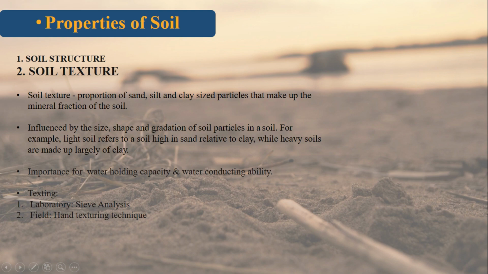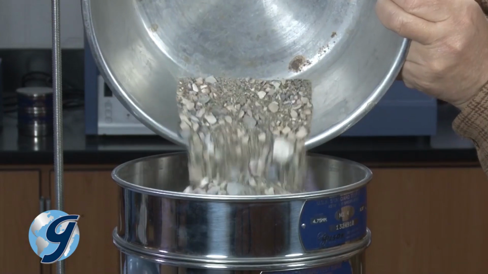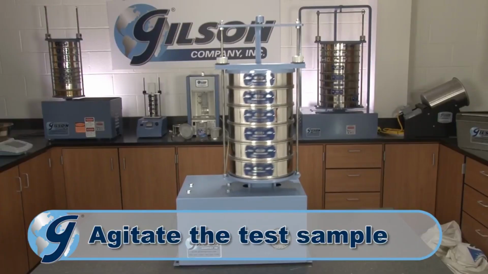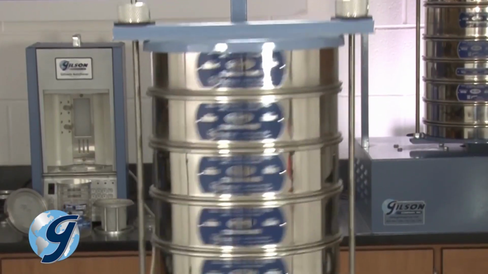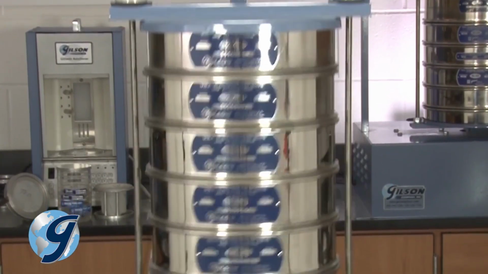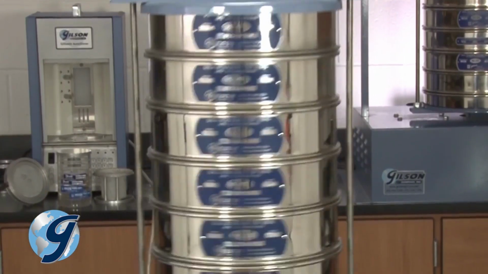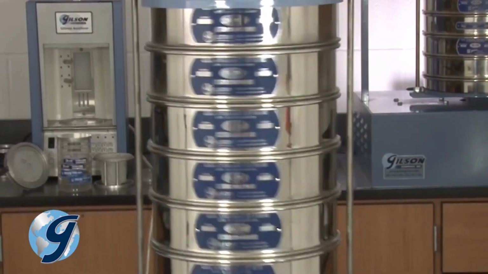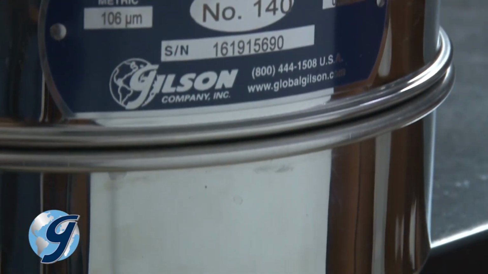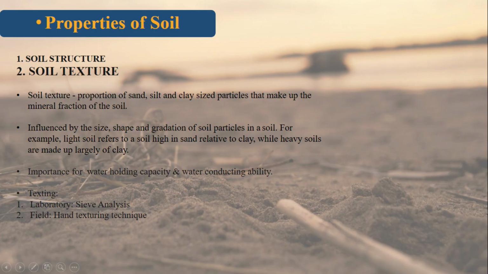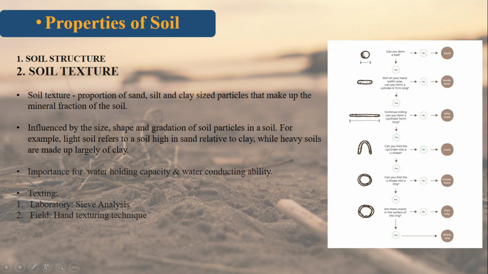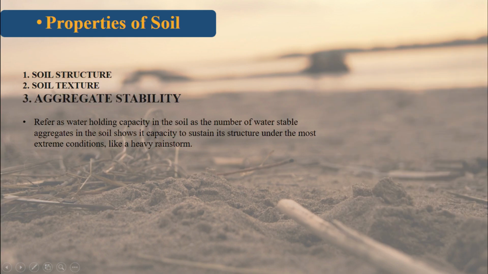In a laboratory, soil texture is measured by passing a sample of soil through a series of sieves with different size mesh, then calculating what proportion of the soil sample comprises the three different particle sizes. In the field, it can be determined with a simple hand texturing technique by referring to the flowchart to determine the soil texture. Third is aggregate stability.